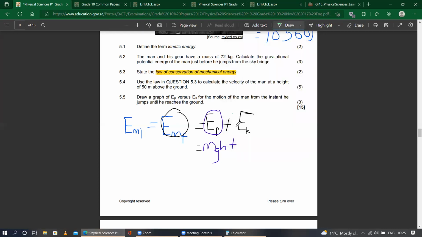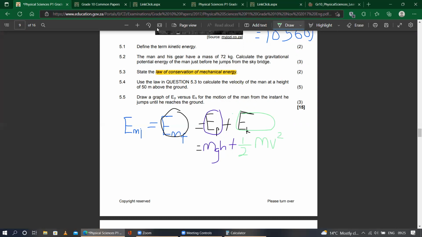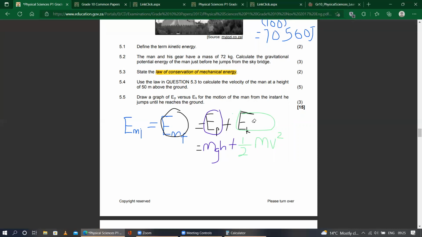So when it comes to the law of conservation of mechanical energy, they say mechanical energy is conserved in an isolated system. So that means the initial mechanical energy is going to be equal to the final mechanical energy. Is that why you say EM initial is going to be equal to EM final? I know. Okay.